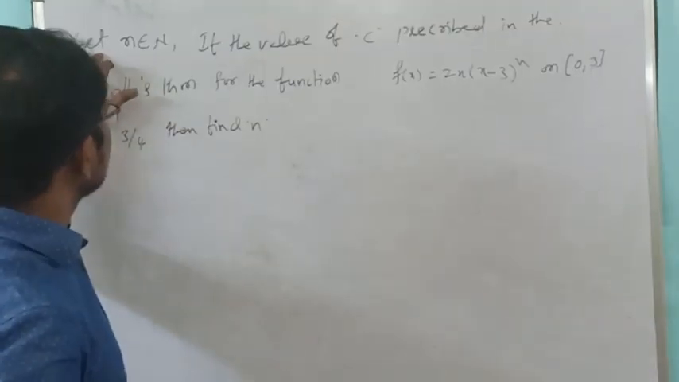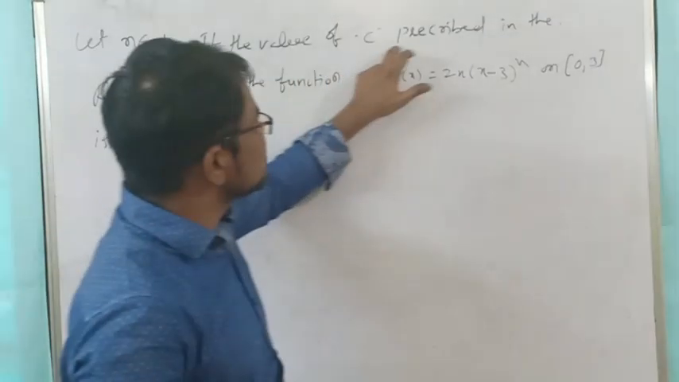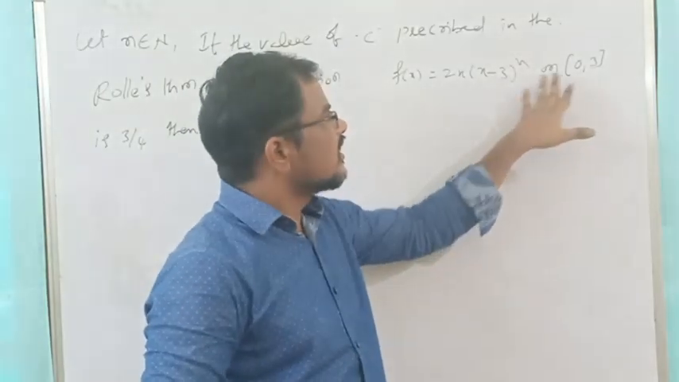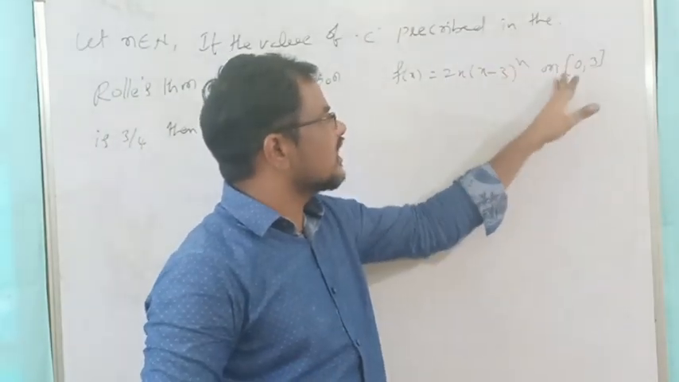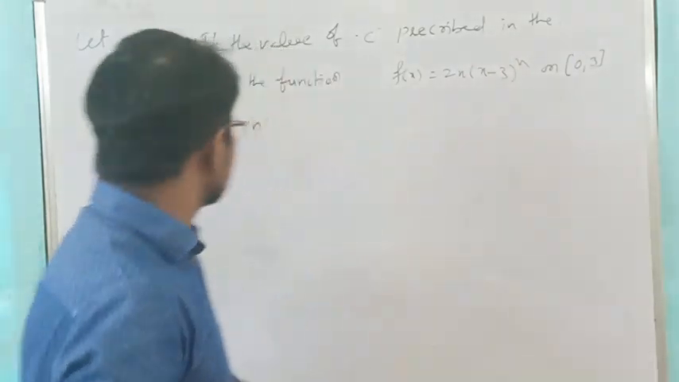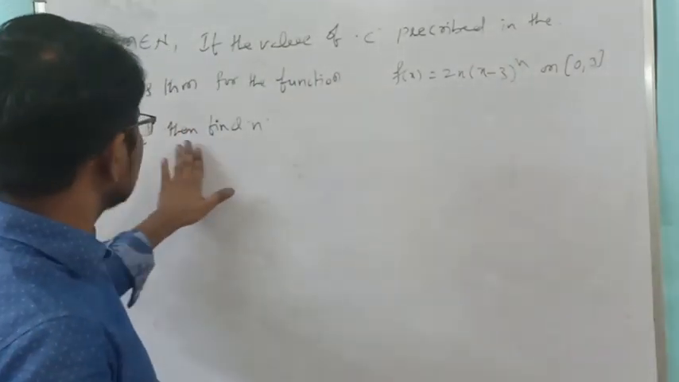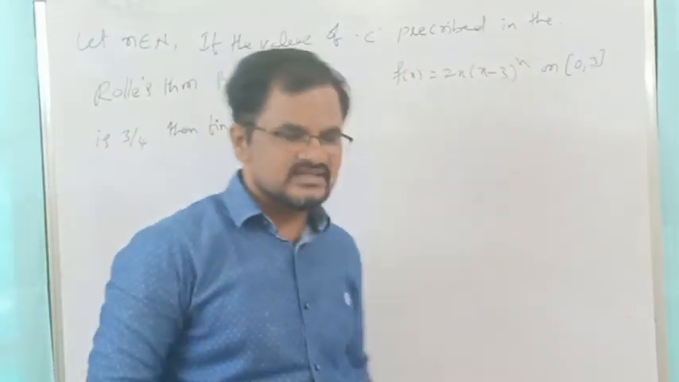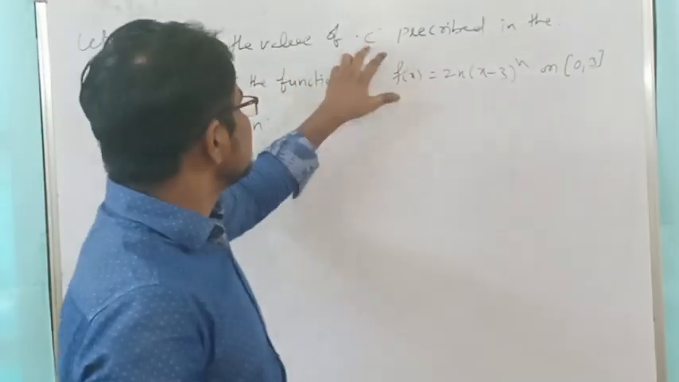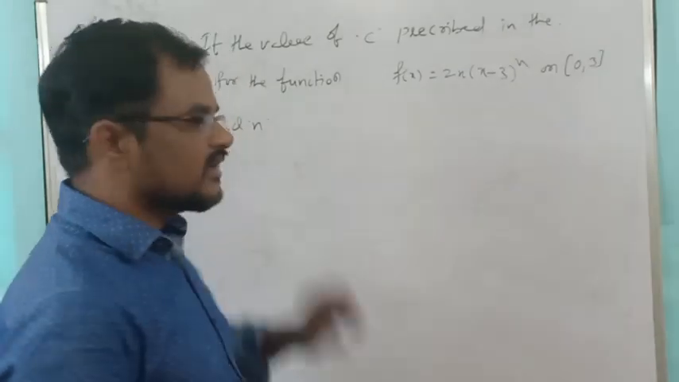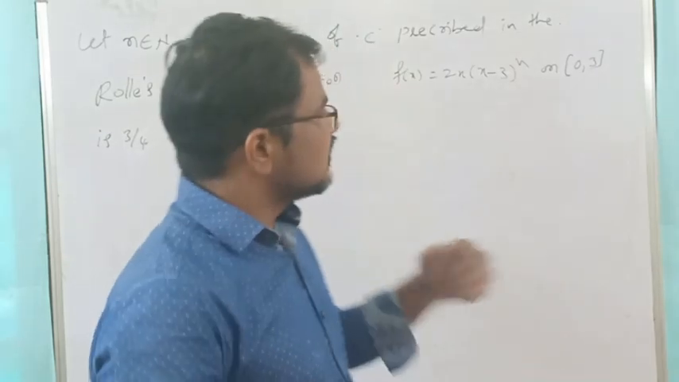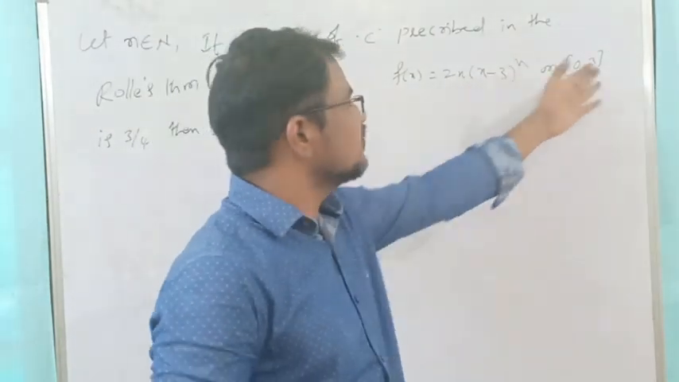In this one, what they have given: n is a natural number, then the value of c prescribed in Rolle's theorem for the function f of x equal to 2x times (x minus 3) whole power n on the closed interval [0, 3] is 3 by 4. Then we have to find the n value. Means this function satisfies Rolle's theorem and c value is 3 by 4, then find the n value. Function is continuous, differentiable, and the third condition is f of 0 equal to f of 3.